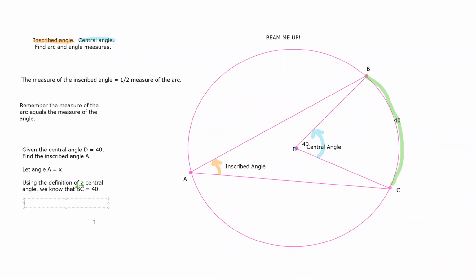So, the measure of the inscribed angle A is X equals 1/2 of 40. X equals 20. Angle A is 20 degrees. Okay? And if they had given you arc or central angle, if they had given you angle A instead, you would have just multiplied by 2.